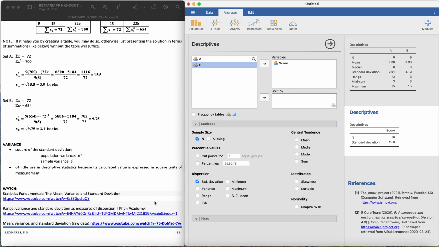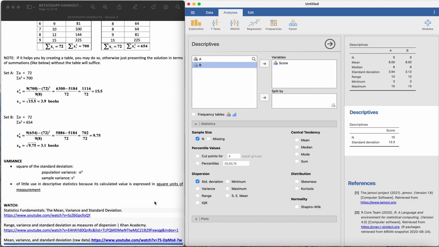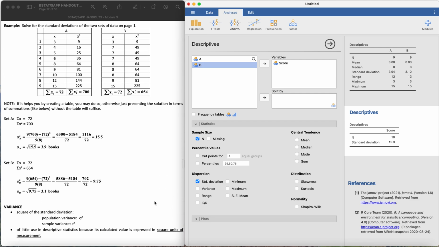And then let's talk about the variance. We have there some YouTube videos, but you know, just watch my YouTube videos, don't watch them. Anyways, for the variance, this is just the square of the standard deviation. So this is actually the sigma squared, or the sample variance, or the sample SD squared. So that's your S squared. This is actually of little use in descriptive statistics because its calculated value is expressed in square units of measurement instead of the non-square units, which is shown in the standard deviation.